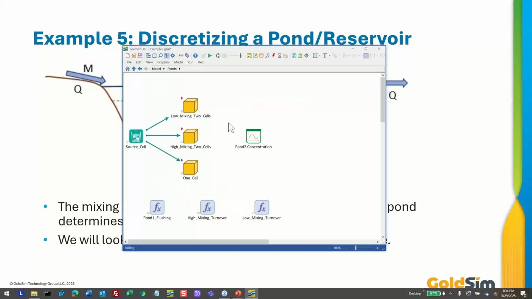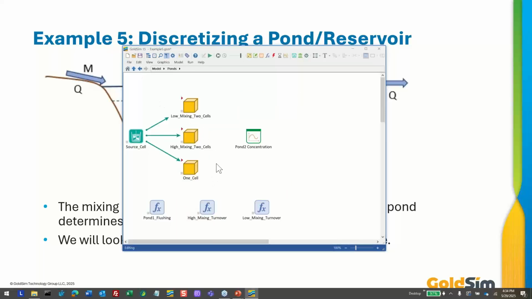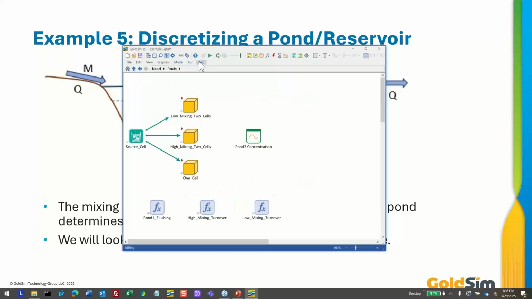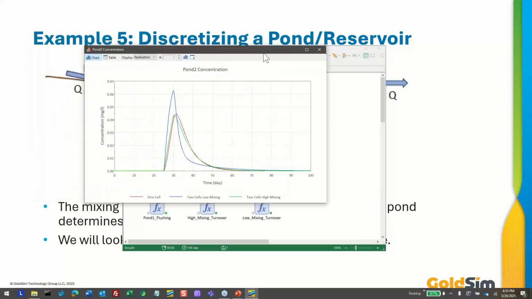So what I've done here is I'm plotting the concentration in the second pond. I want to look at the concentration here in the second pond for three different cases. One in which I assume the entire pond is just well mixed. One in which I have a mixing rate and it's a high mixing rate, and one in which I have a mixing rate and it's a lower mixing rate. All right, and so if we run this model and look at the results, we see something like this.